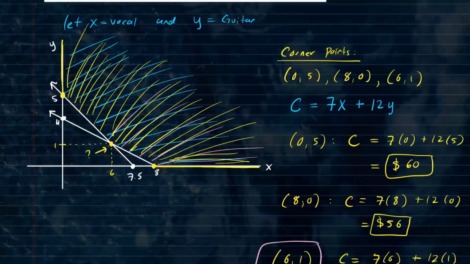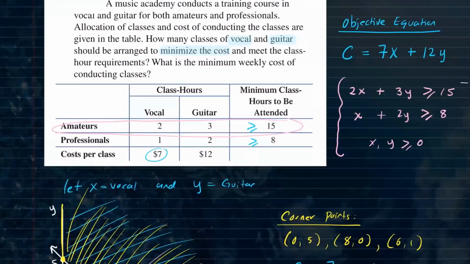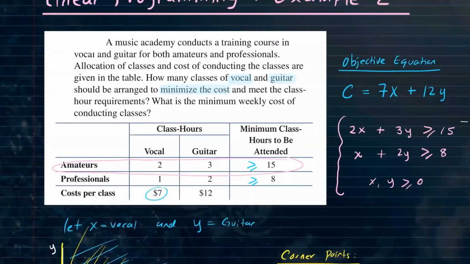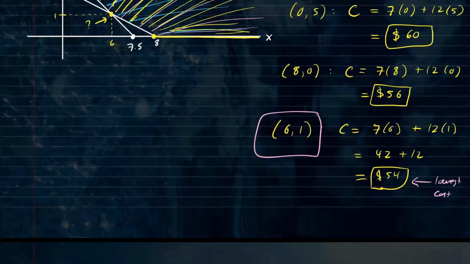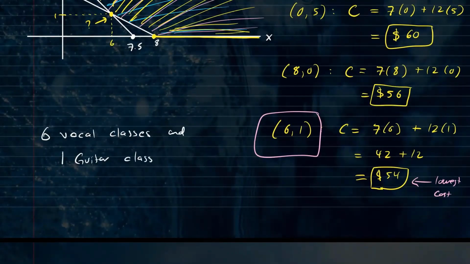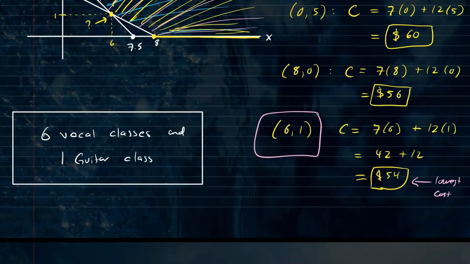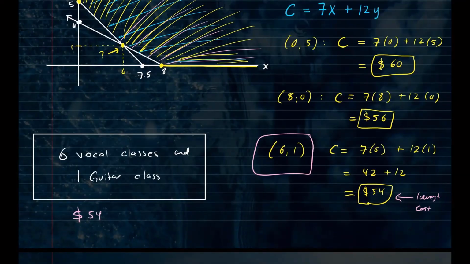So now if we go back to the problem, we wanted to know how many classes of vocal and guitar should be arranged to minimize the cost. So we need to arrange, with x representing vocal, 6 vocal classes and 1 guitar class to minimize the cost to $54. So that would be the cost for this particular scenario.